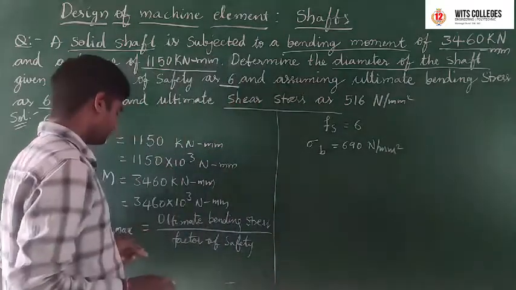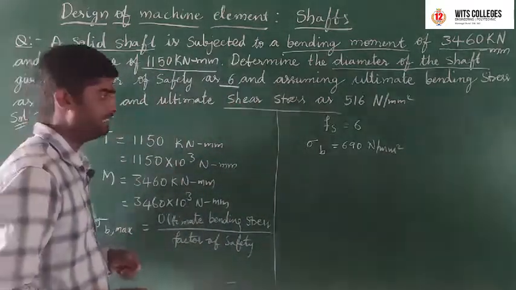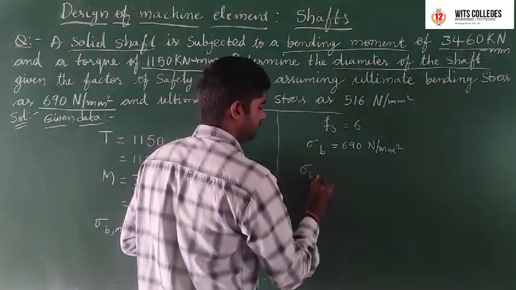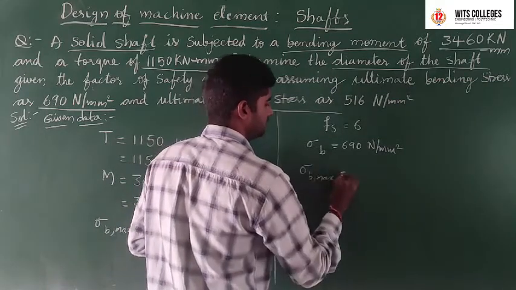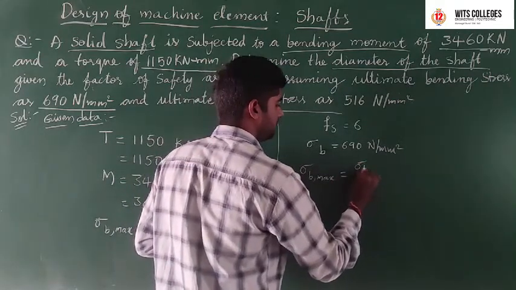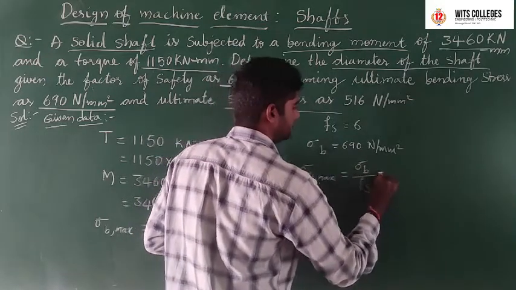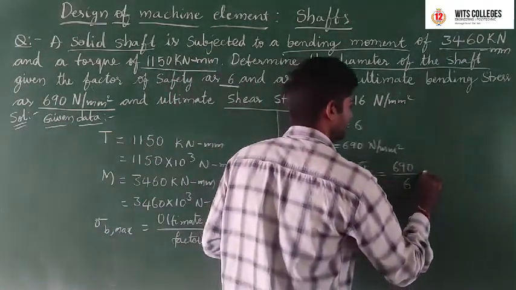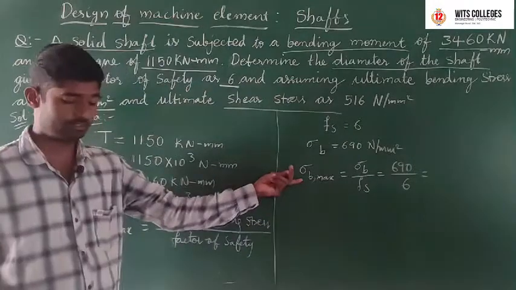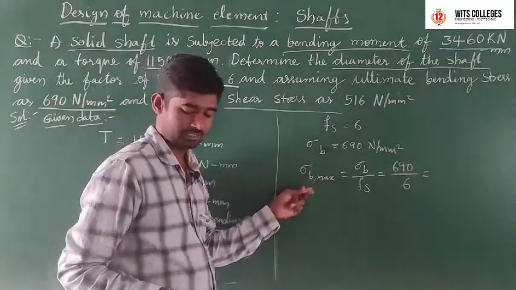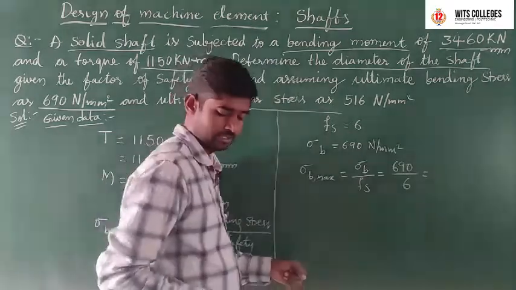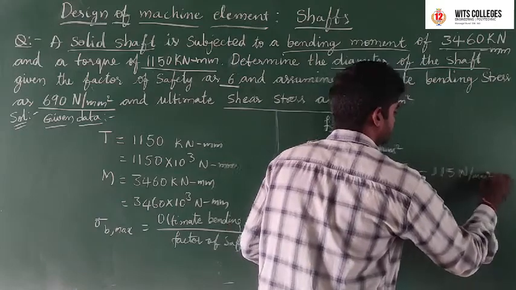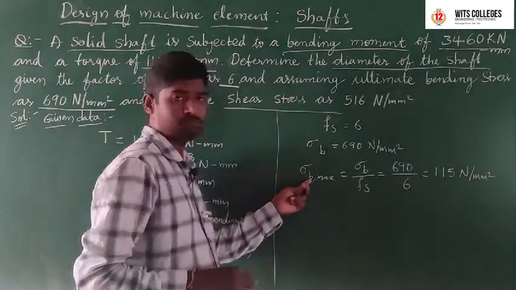Next, find out the maximum bending stress. Maximum bending stress is equal to ultimate bending stress sigma B by factor of safety, that is 690 by 6. Find it using your calculator. It is approximately 115 Newton per mm square. This is the maximum bending stress.